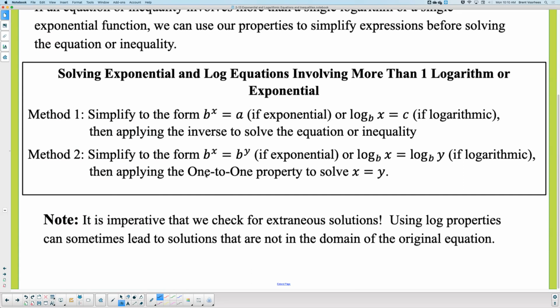When we do this, it's going to be imperative that we look for extraneous solutions. You know what an extraneous solution is? It's when you come up with an algebra answer, but it's not actually a good answer. I'm going to show you some pretty quickly that are not good answers, but that we can, through using properties, obtain. So we'll call those extraneous.